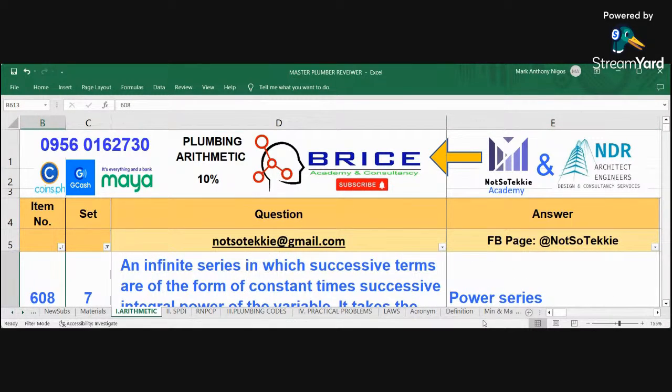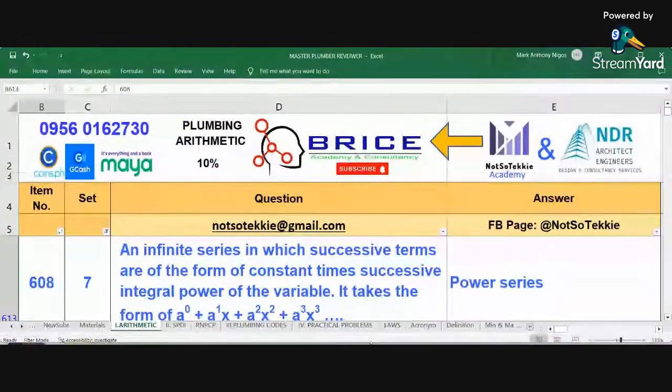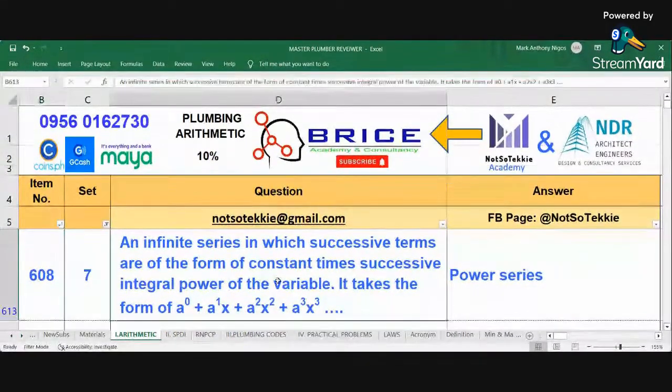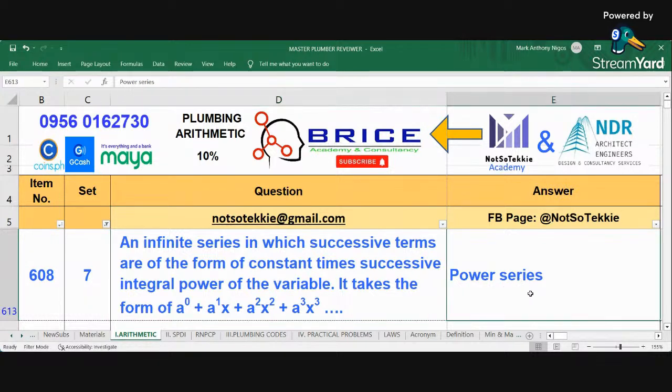608. An infinite series in which successive terms are of the form of a constant times an integral power of the variable takes the form a0 plus a1x plus a2x squared plus a3x cubed and so on and so forth. The answer is power series.